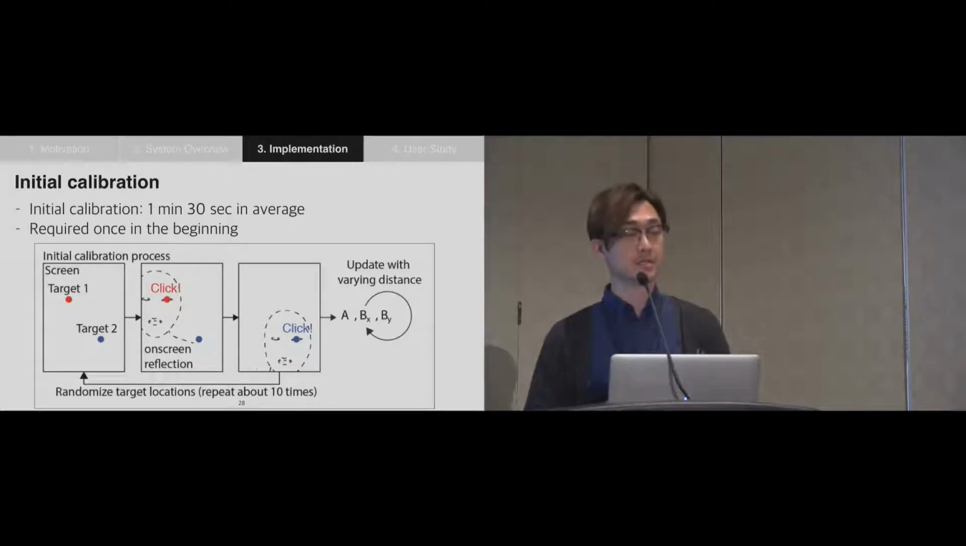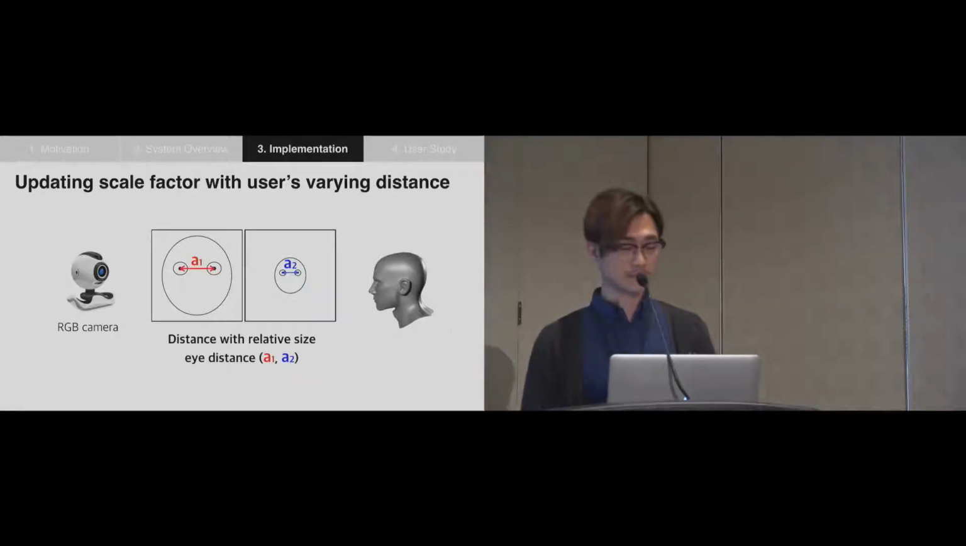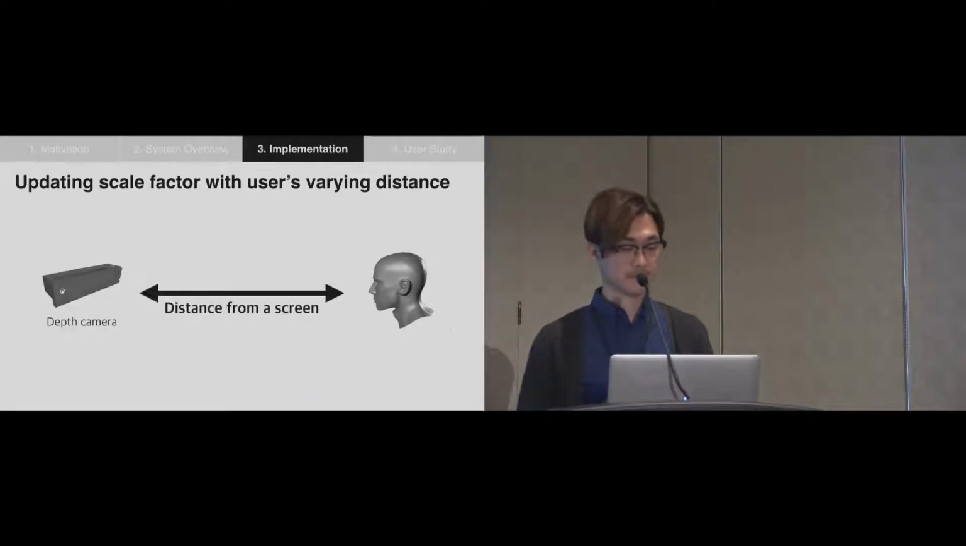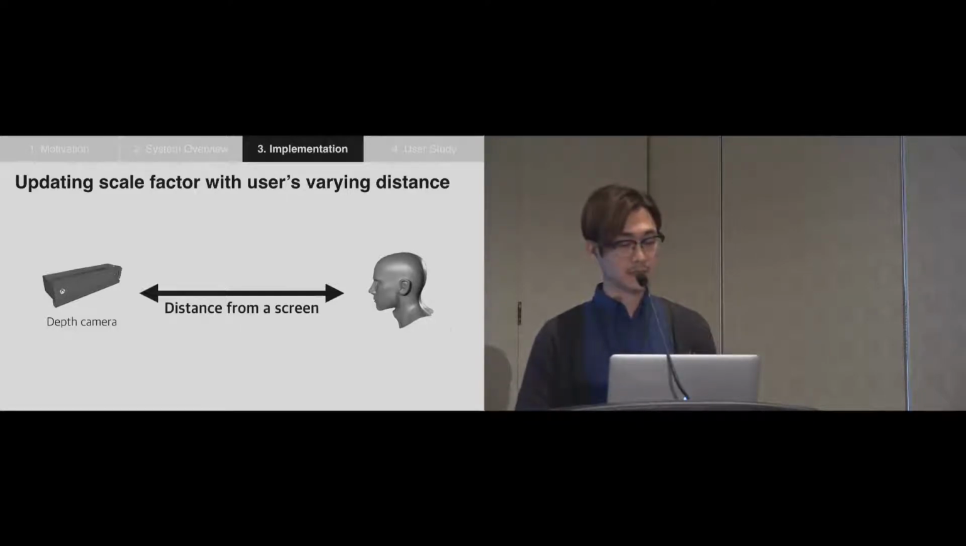After the initial calibration, the transformation factor should be updated in real time according to the user's varying distance from the screen. The distance from a screen can be obtained with either an RGB or depth camera. From the RGB image, the distance can be obtained with the relative size of the captured face. For example, the eye distance can be used for getting the varying distance. For the depth stream, the distance can be directly obtained with the depth value on the face.